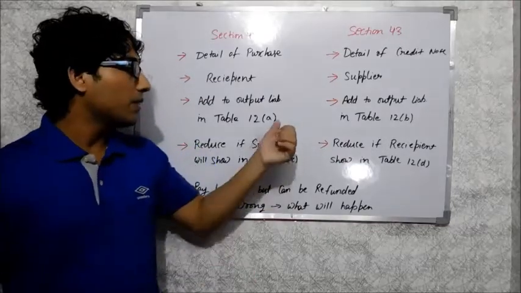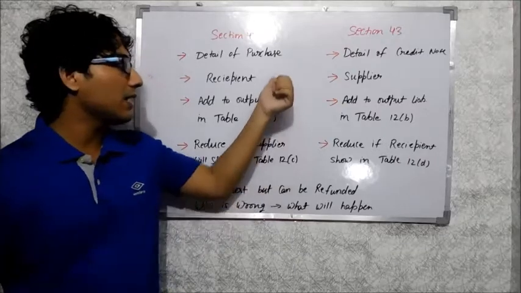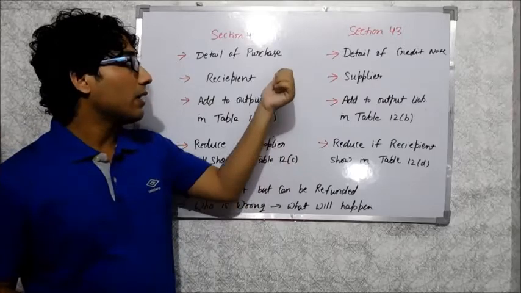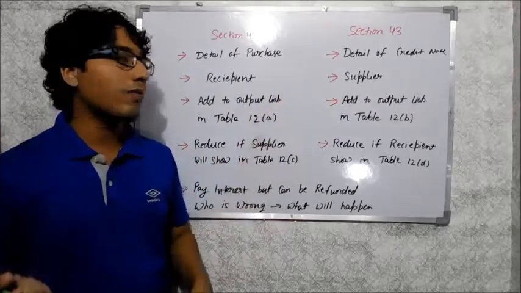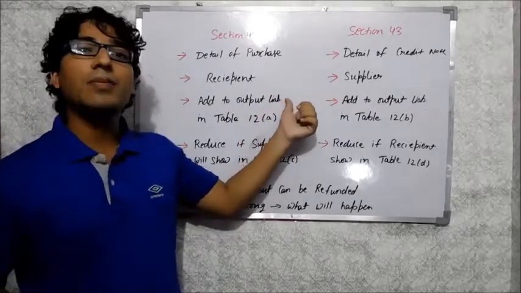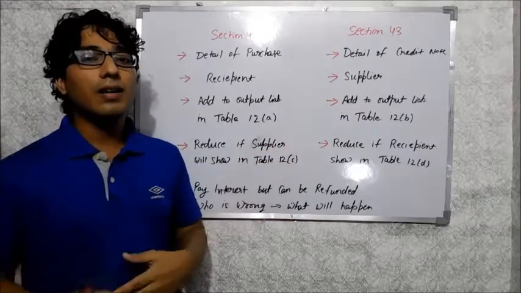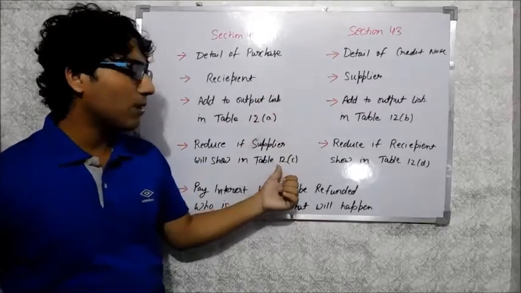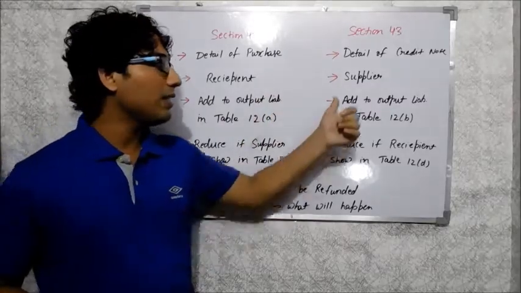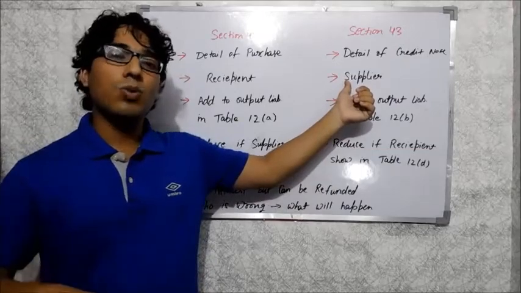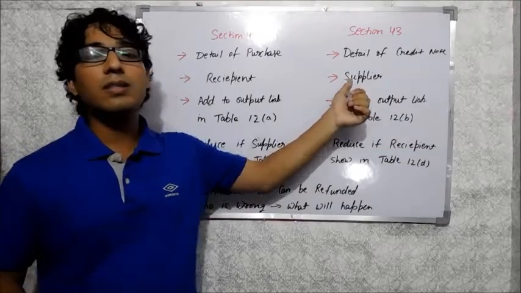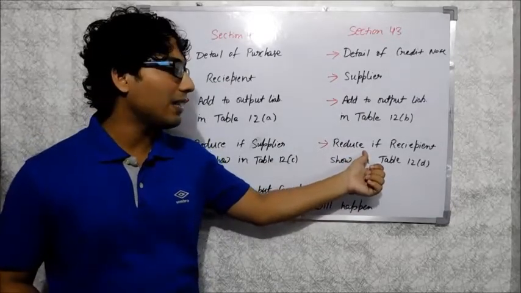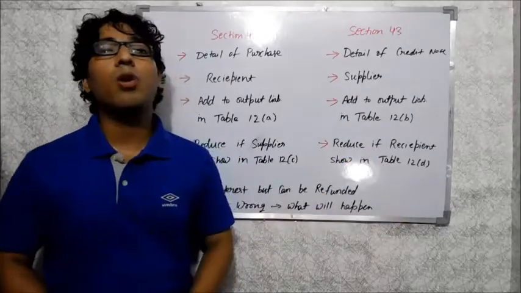as well as recipient. But suppose after the communication the supplier has now shown the details of invoices in his GSTR1, then the amount which was added earlier will be deducted from the output tax liability of the recipient in table number 12C of the GSTR2. And when the recipient shows the credit note in his GSTR2, then it will be reduced from the output tax liability, and that will be reflected in table number 12D of the GSTR1.